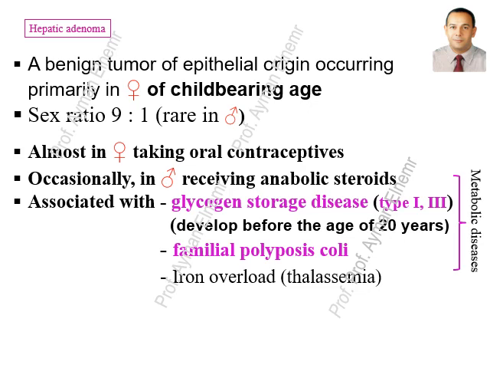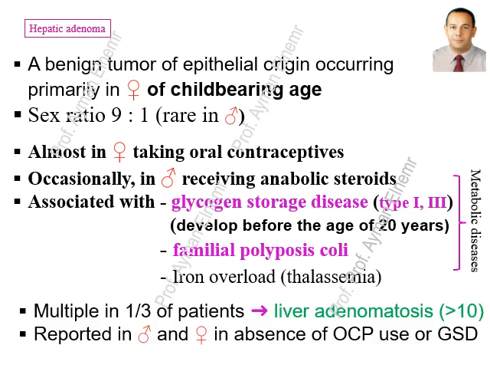It is also associated with metabolic diseases such as glycogen storage disease type 1 and 3, and the tumor usually develops before the age of 20 years, also in cases of familial adenomatous polyposis coli and cases of iron overload as in thalassemia major. Adenomas are multiple in 1/3 of the patients, and if the number exceeds 10, the condition is called liver adenomatosis. Liver adenomas are also reported in males and females in the absence of oral contraceptive pills, anabolic steroid use, or glycogen storage disease.